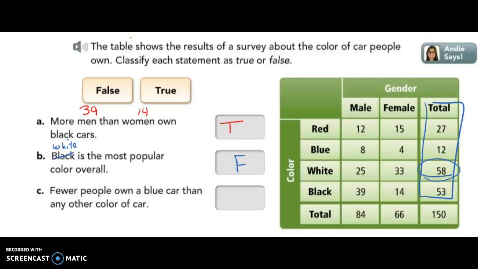The last one says fewer people own a blue car than any other color of car. Once again, we're only looking at the total, and we're going to look at which car is the least. So out of all of these, 12 is the smallest, and 12 goes with blue. So this statement is true. Fewer people own a blue car than any other car.